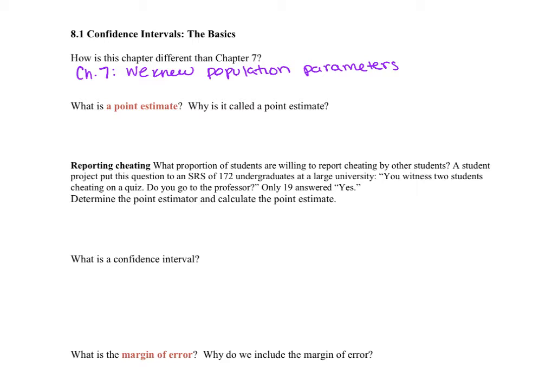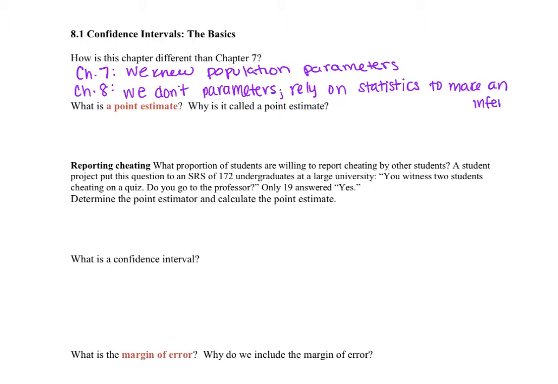In chapter 8, and beyond chapter 8, we don't know that information. So we don't know the population parameters, so we have to rely on the sample data to estimate the parameter. So we're going to rely on the statistics that we get from our sample to make an inference, and this is called inferential statistics. So we use a point estimate to estimate the population parameter.